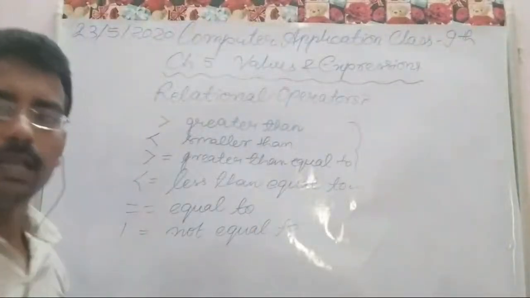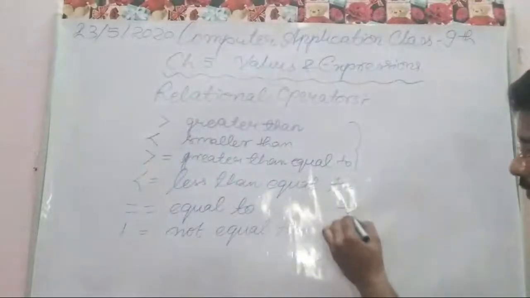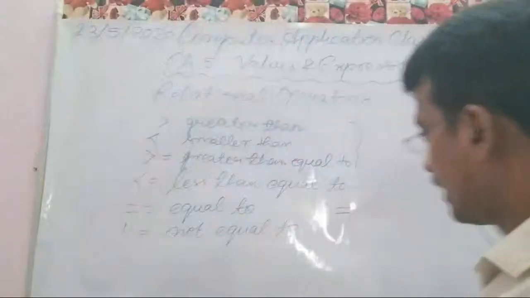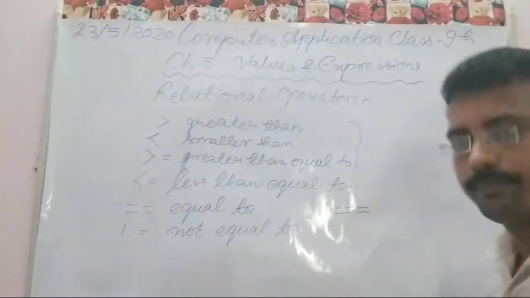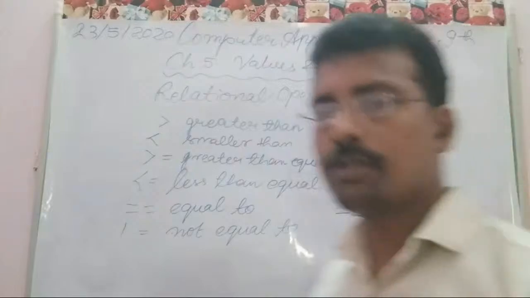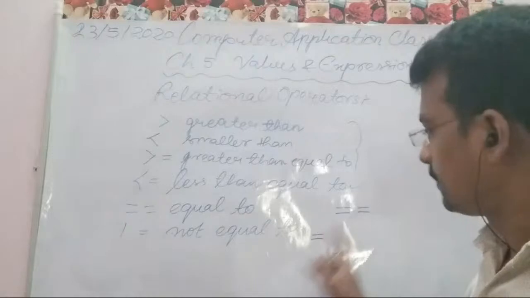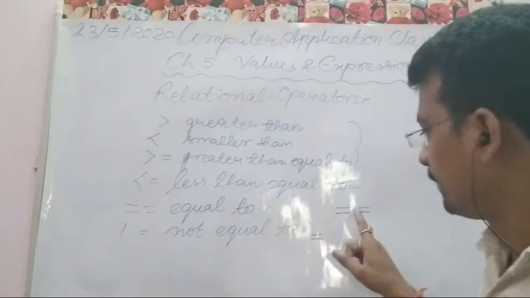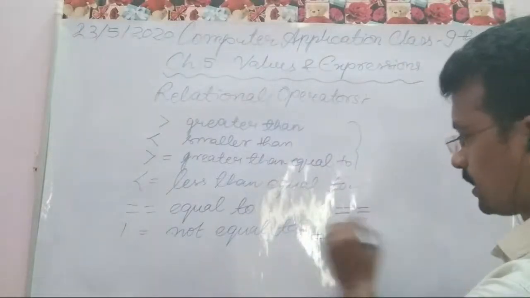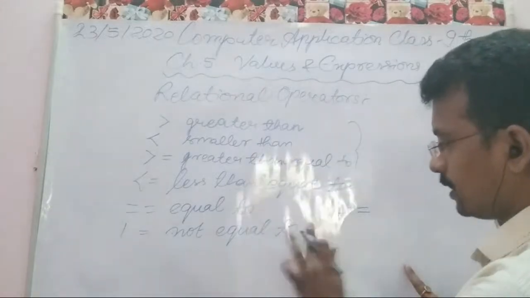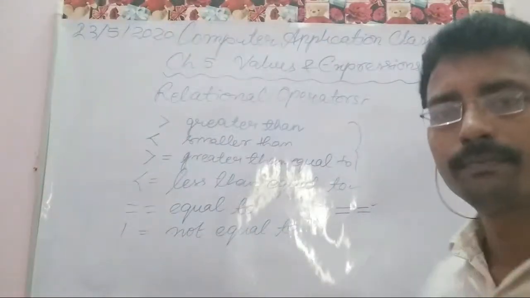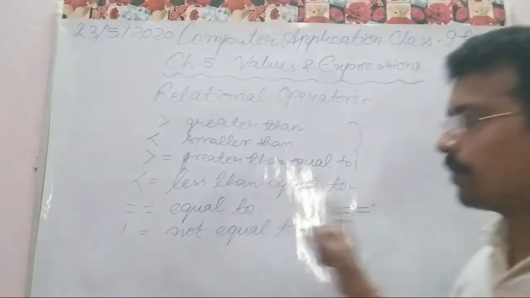Next is equal to. In Java, equal to is not written this way. Normally students learn equal to this way. No. In Java, equal to is written with the help of a double equal sign. And in questions also it is asked what is the difference between this and this. This is the assignment sign, this is the equal to sign. We will discuss this one, not that one. This is the symbol of the equal to sign.